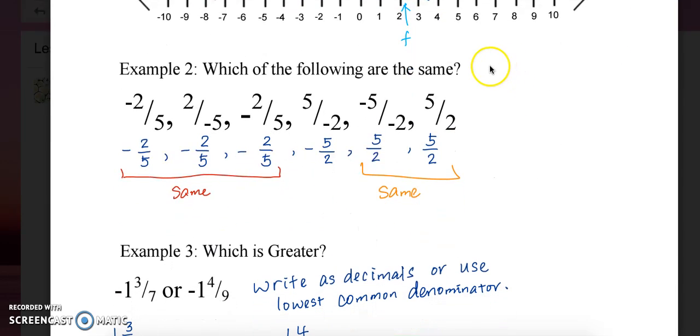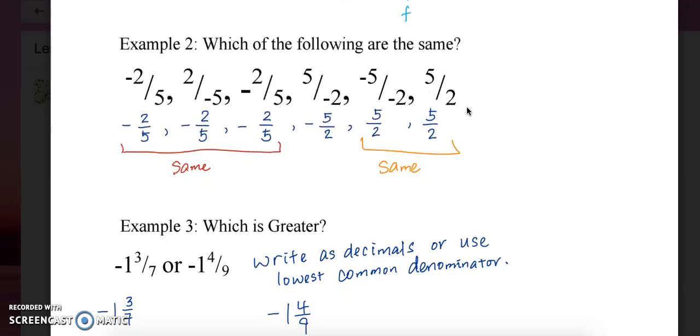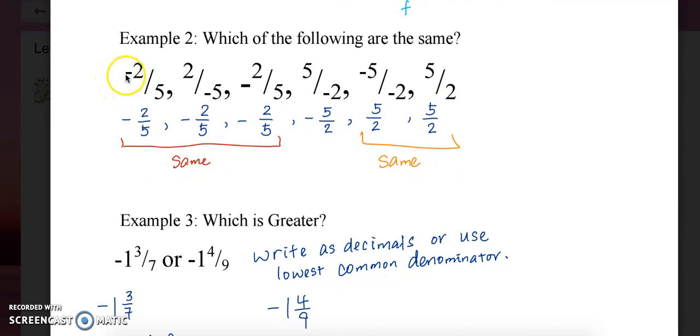Example 2, which of the following are the same? It may be difficult to see all these fractions with the slashes, so we're going to turn them into the more vertical, straight column form of writing fractions. If I see one negative sign beside a fraction, technically I am talking about a negative value of 2 over 5. If the negative sign appears in the denominator, it doesn't change the fact that this is a negative number, so I still have negative 2 over 5. And a negative sign beside the fraction line, of course, is negative of 2 over 5. So that means the first 3 terms here are the same.